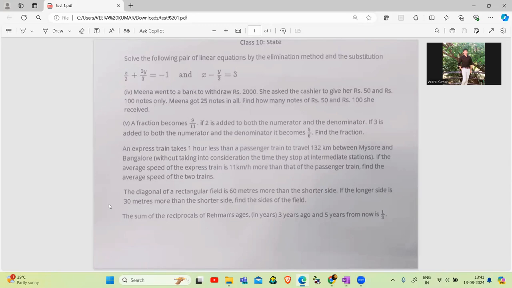Total distance traveled is 132 kilometers. Suppose I tell you two scenarios. You are going at 80 kilometers per hour, and your friend is going at 60 kilometers per hour. Who reaches sooner? You, because you are traveling at more kilometers per hour. Now, the express train takes 1 hour less than the passenger train. That means if you speed up your vehicle by 11 kilometers per hour more than the original, you will save 1 hour. So this we put in equations.